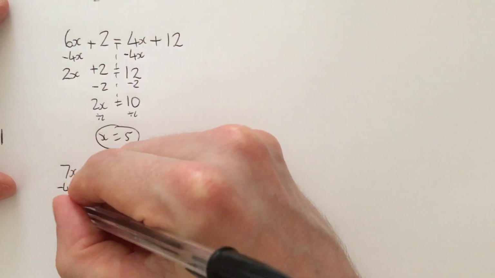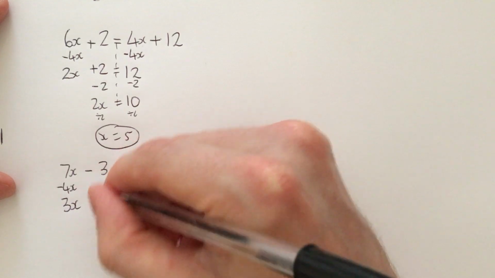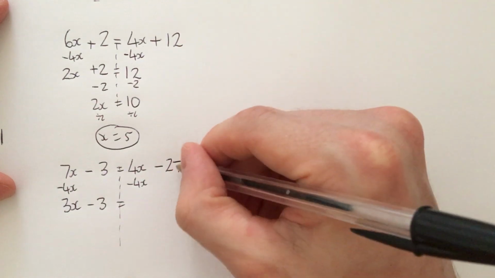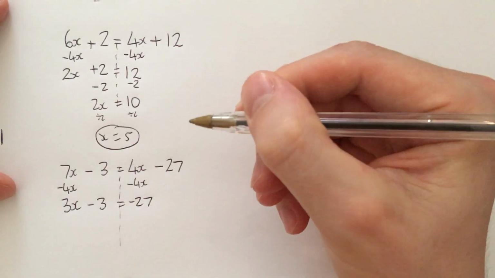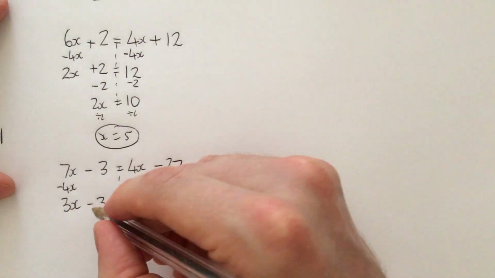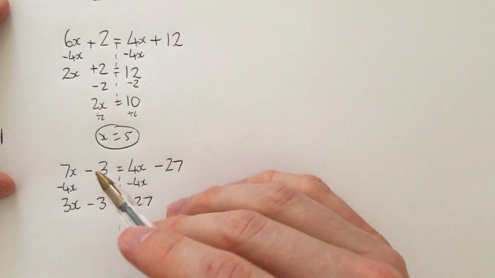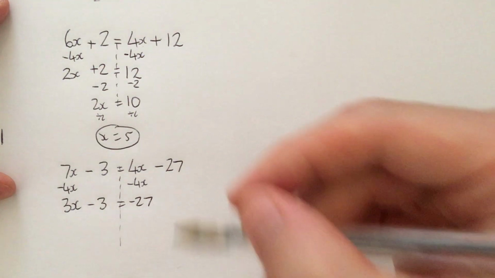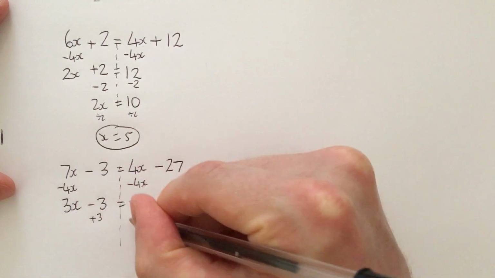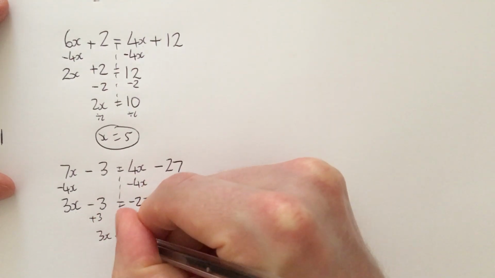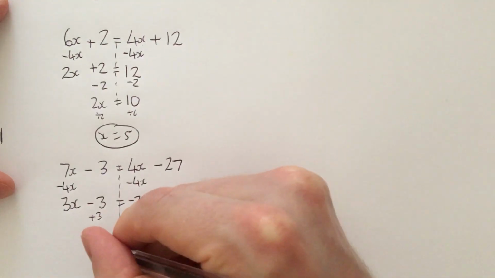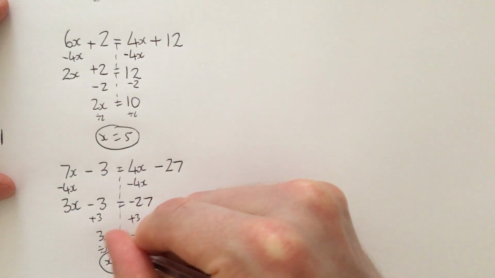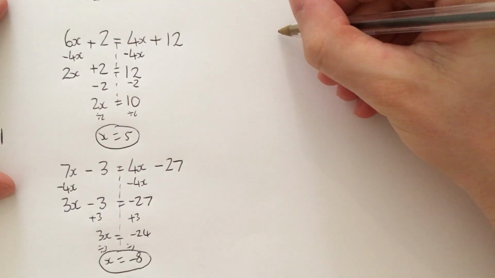7x take away 4x is 3x. Minus 3 is already there, unchanged. 4x take away 4x is 0, so it stays there. Negative 27 ends up being by itself there. To get 3x by itself now, remember what we spoke about in the last video. 3x minus 3 equals negative 27. So the last thing we did there was minus 3. So I'm going to add 3 here, add 3 here. So 3x equals negative 24. Divide by 3, divide by 3. x would equal negative 8. Final answer.